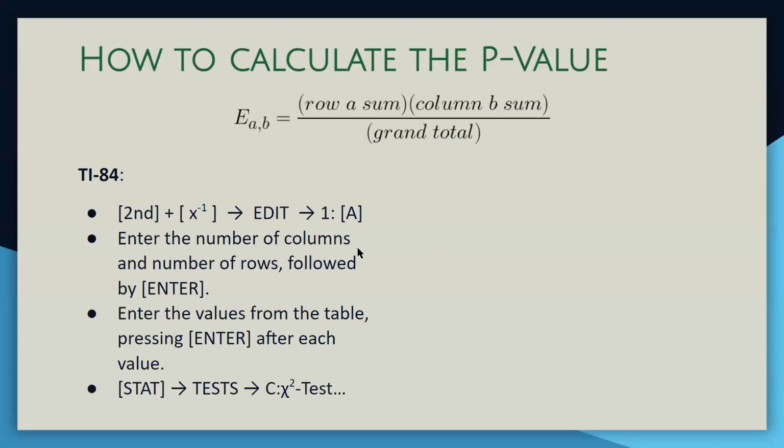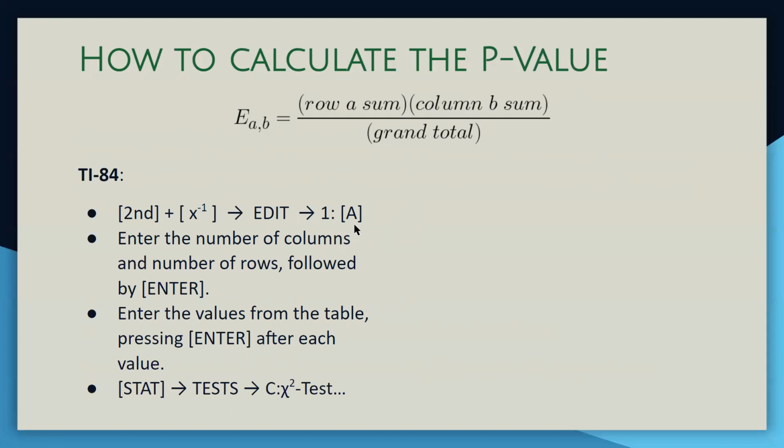Okay, so for the TI-84, to find our p-value, we need to enter our observed data in a matrix. We want to enter the data exactly as it appears in our contingency table. So second, and then the x to the -1 button. You're going to move over to the edit menu and select that first matrix named A.